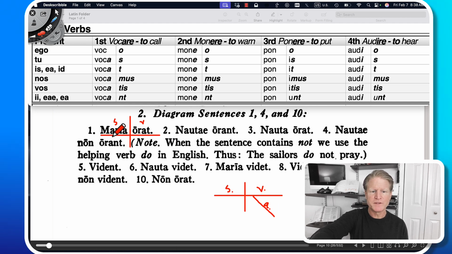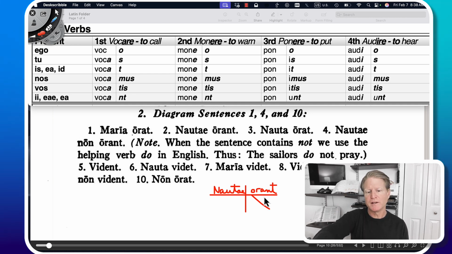So were we to diagram this sentence, we would say, let's start this over again. The sailors, nautae, they pray, orant, and they don't pray. So we would put the adverb underneath. And we would say they, nautae, non orant. And now we have the sentence diagrammed. Nautae non orant. And if we parse it, nautae, subject of the sentence, nominative case. What are they doing? They're praying. Orant, verb. Actually, they're not praying. Non, adverb.